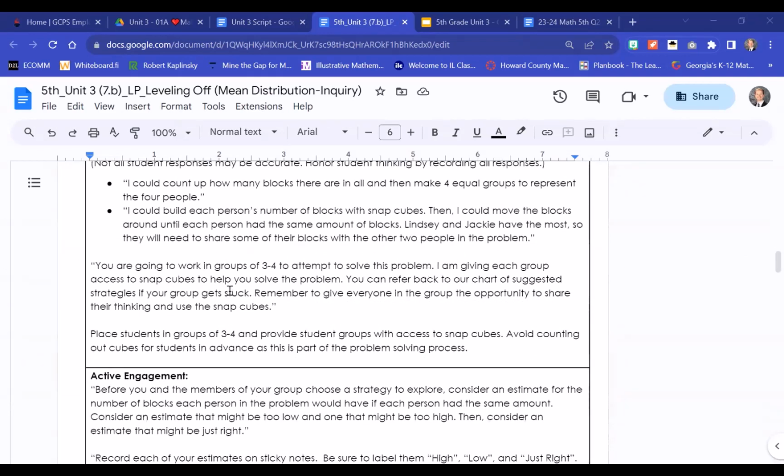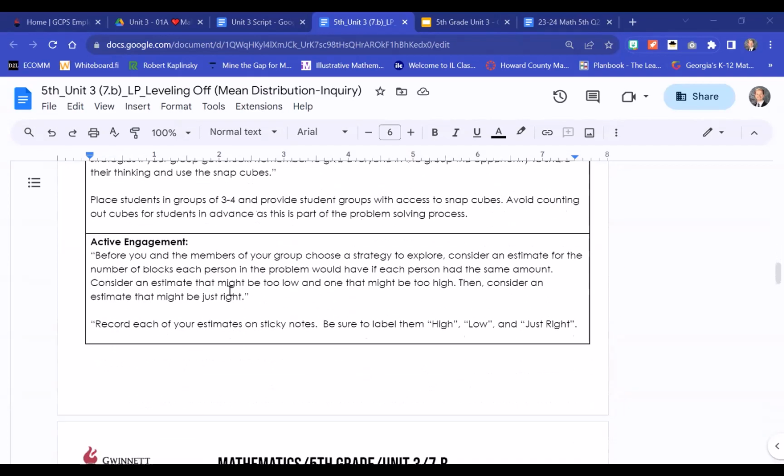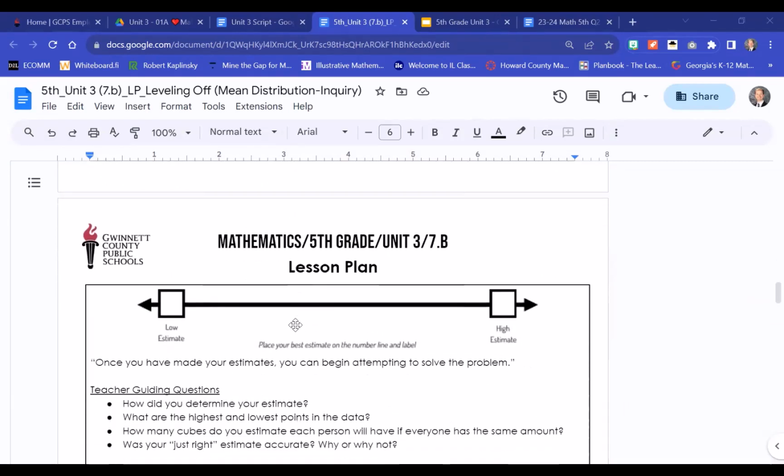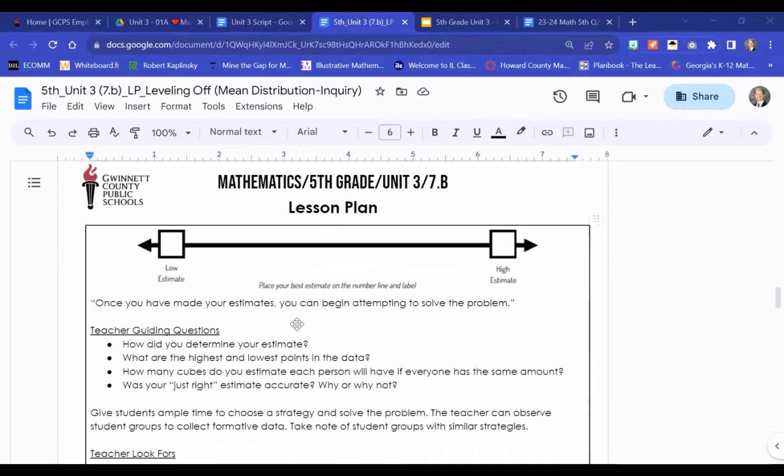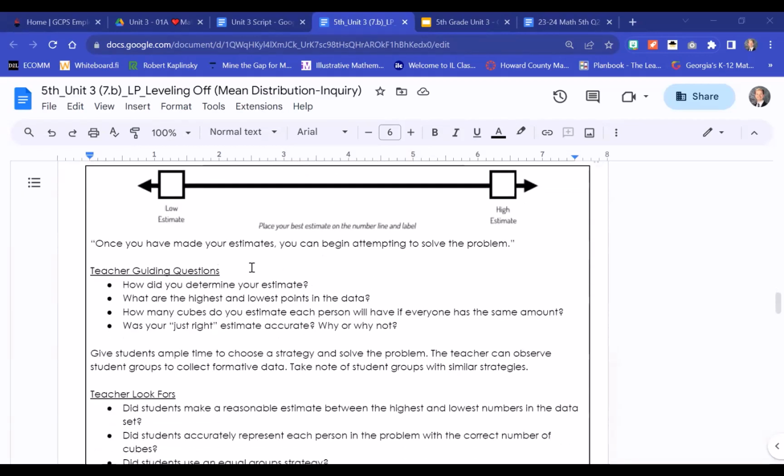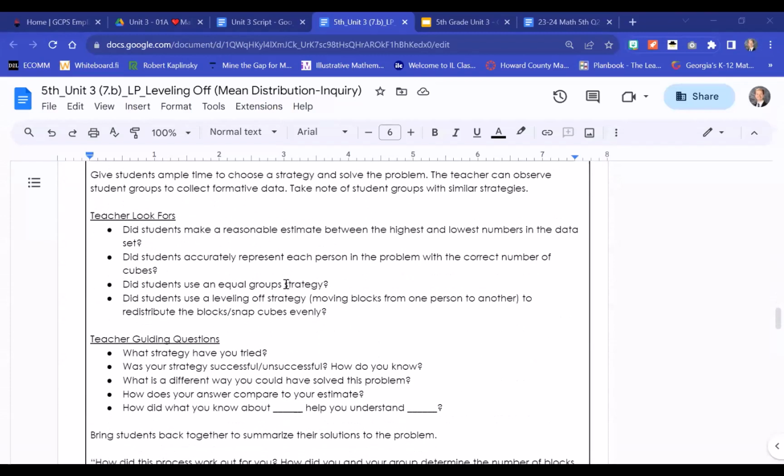So then students are going to work to actually attempt to solve the problem. We're going to have them make an estimate, very similar to how we might do in a 3-act task. We want them to estimate before they begin; this helps them check the reasonableness of a problem. Again, we have guiding questions. We want to use those guiding questions to probe their thinking without necessarily providing them with the answer. And those teacher look-fors really help you as the teacher facilitate the inquiry lesson and hone in on those things that we want to be looking for students to do.